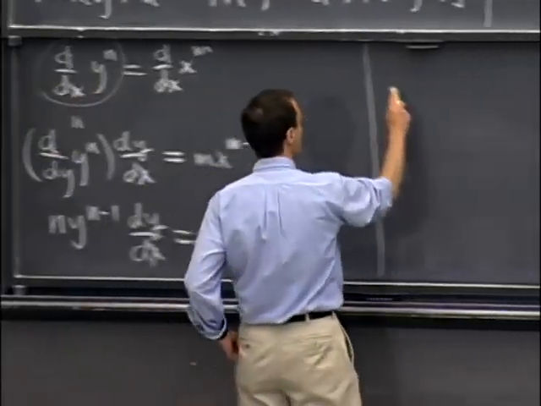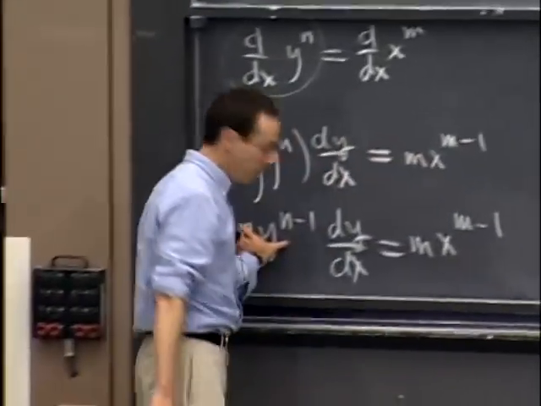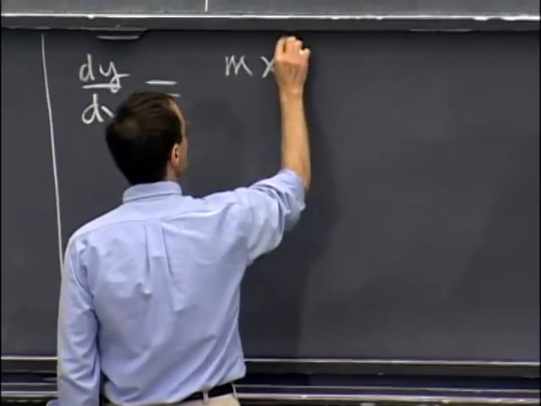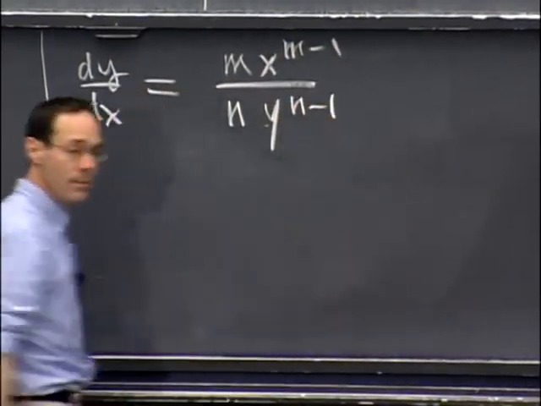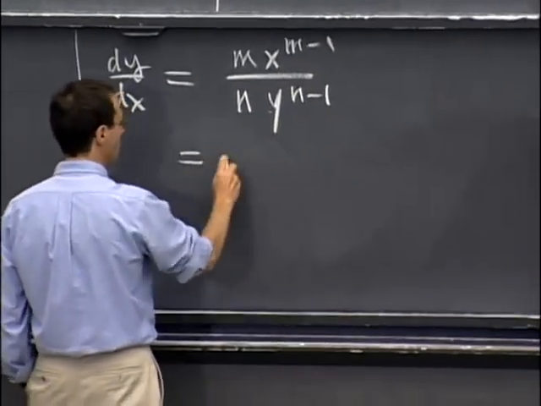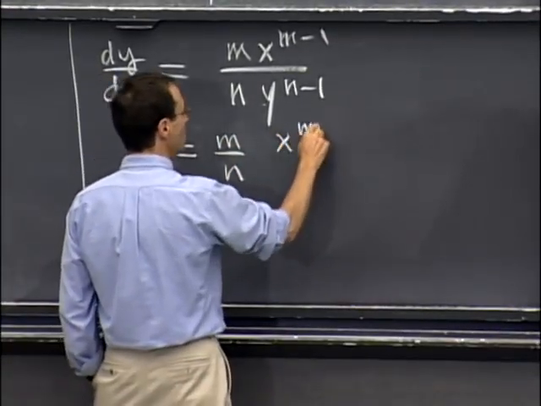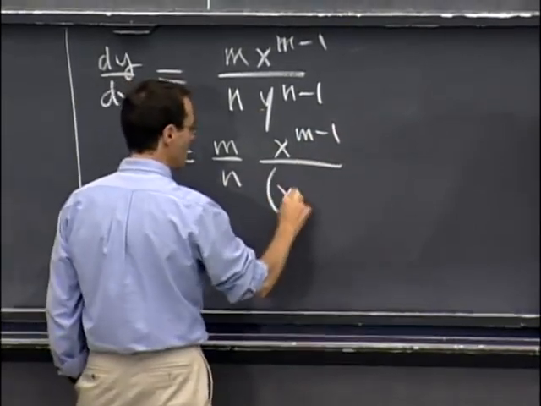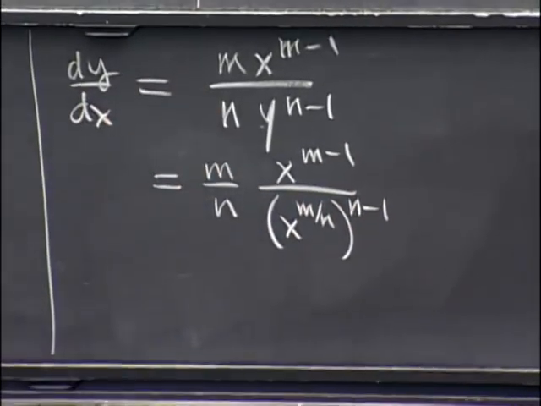So first of all, we solve for dy dx. I do that by dividing by the factor on the left-hand side. So I get m x to the m minus 1 divided by n y to the n minus 1. And now I'm going to plug in. So I'll write this as m over n, x to the m minus 1, and over here I'm going to put in for y, x to the m over n, times n minus 1. All right?